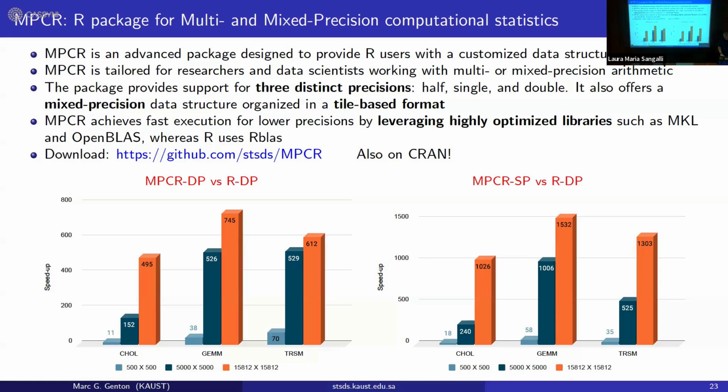Here you have two plots with different operations. Cholesky is this group here, with different sizes of matrices. The one in orange is about 15,000 by 15,000. And what is plotted is the speedup. For example, you compute in R in double precision and the package in double precision. Because the package uses very optimized libraries, the speedup is about 500 for Cholesky factorization. R by default doesn't have single precision. So if you compare R double precision with the package in single precision, you have another factor of 2. So it's about 1,000 times faster for the Cholesky factorization of this 15,000 by 15,000 matrix.